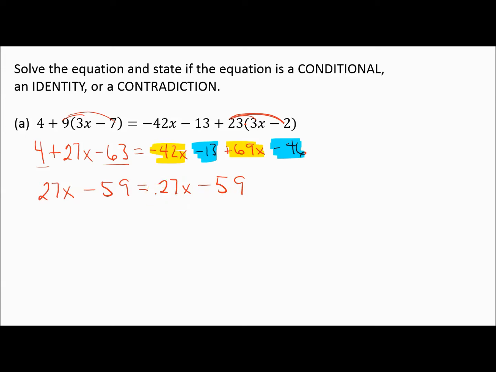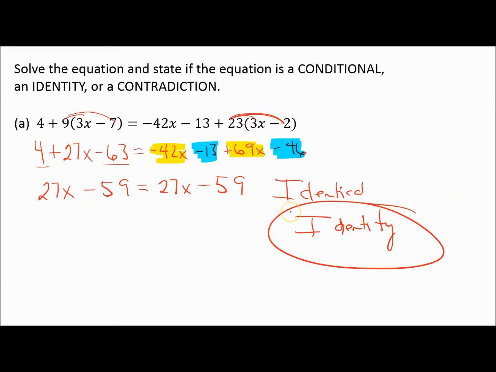But take a look what's going on. These are identical, which is screaming identity. This is an identity. Now, what if at this point you really weren't paying attention that they were exactly the same on both sides, and you just decided to start solving?